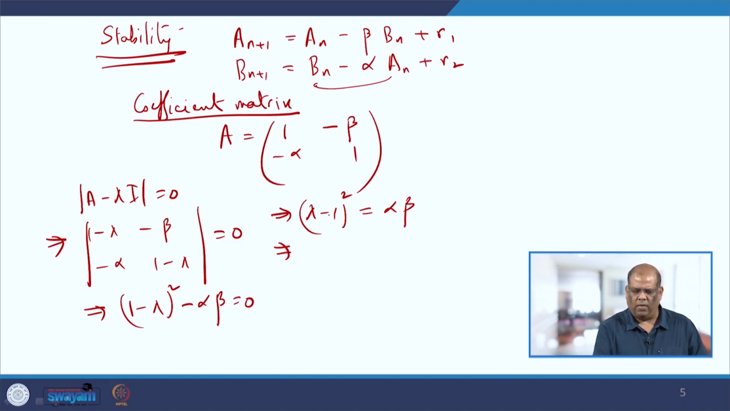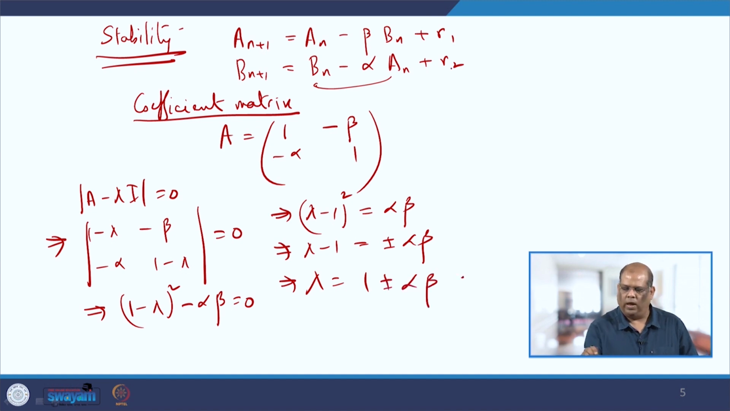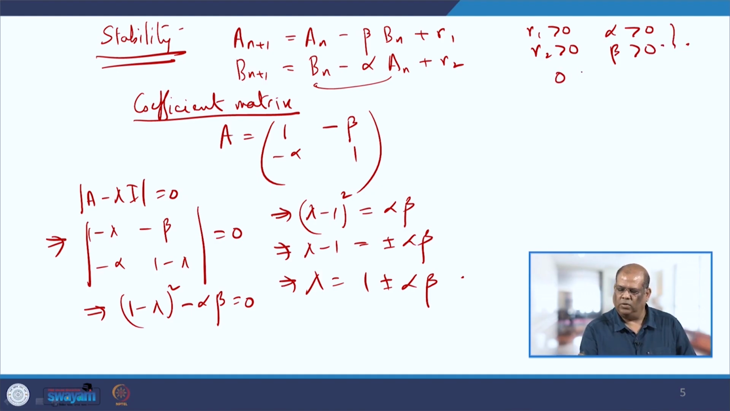You could have written 1 minus lambda square also, both give the same result. This is equal to plus minus root of alpha beta, and lambda equals 1 plus minus root of alpha beta. Now, we already mentioned that R1 is positive, R2 is positive, alpha is positive, beta is also positive, but at the same time they are fractions, so they will lie between 0 and 1.